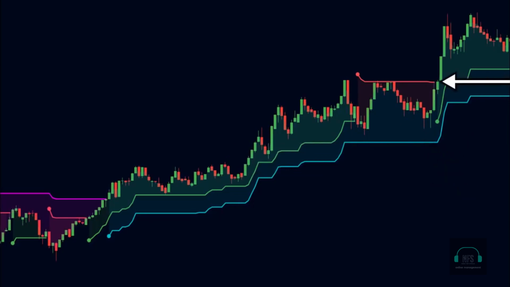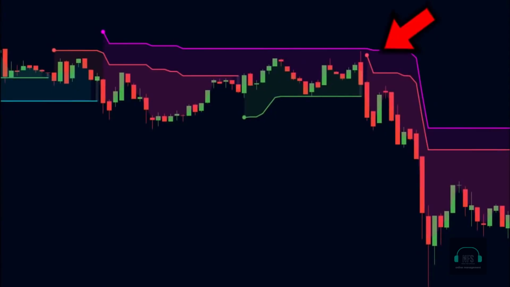So we enter here, and we can keep our stop loss below this green line. We can keep our targets at 1.5:1 risk to reward ratio. As you can see, the price gave a good up move after our entry.